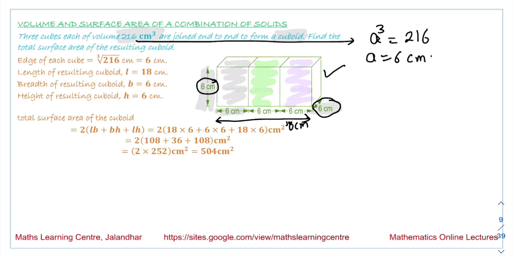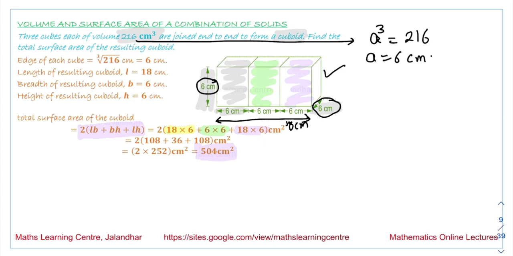We have to calculate the total surface area of the resulting cuboid. Length, breadth and height are given, and the formula for total surface area is 2 times length into breadth plus breadth into height plus length into height. Substituting the values: length into breadth is 18 into 6, breadth into height is 6 into 6, and length into height is 18 into 6. On solving this, we get the answer 504 centimeter square.